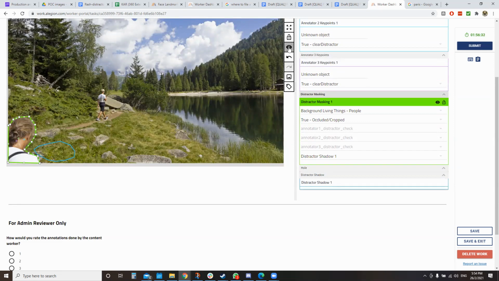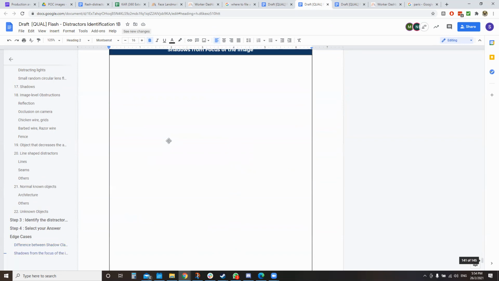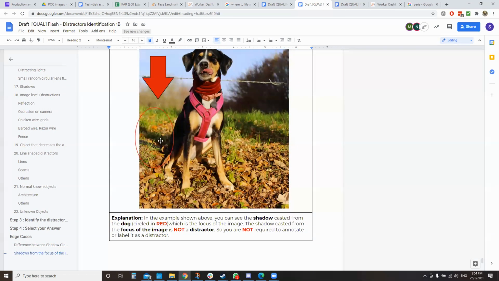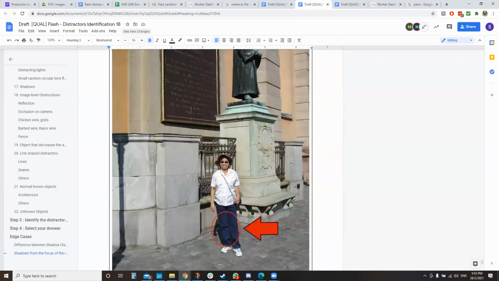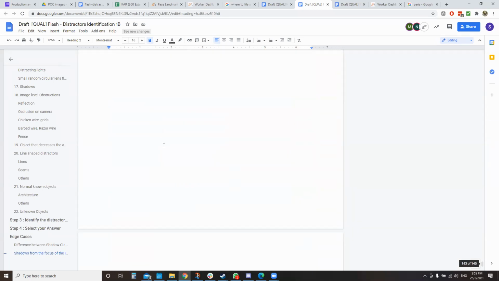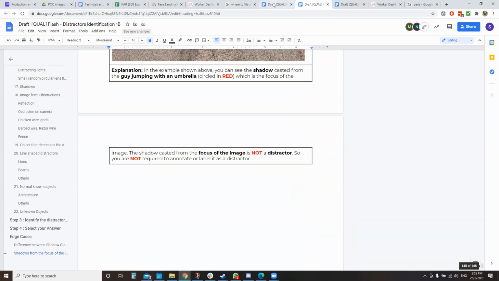Got it, Shabin. Yeah, all right. So that is what it says here. Third point, shadow of focus object, you don't have to annotate, because the focus object is not a distractor. So the shadow of the focus object also is technically not a distractor, because if you remove the shadow, the picture will look fake. We have added a few examples for you. So this is actually qual 1A and qual 1B.